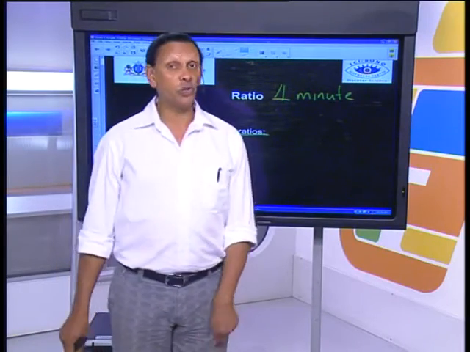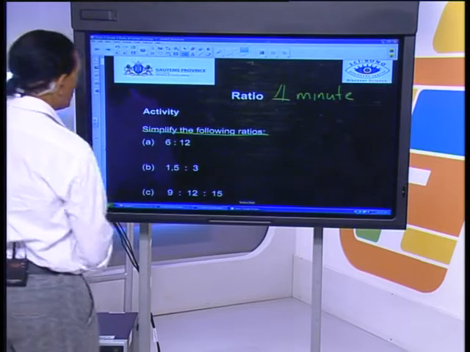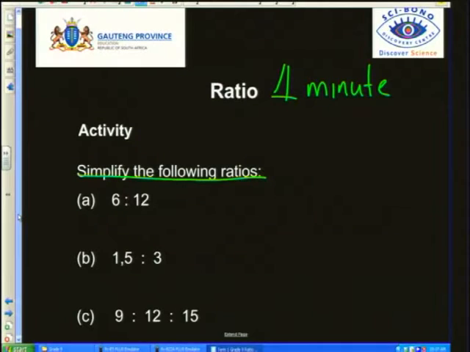Right, I'm sure you could have done it. Let's see. Let's first take the first one. 6 is to 12. Remember, I will advise you to first write it as a fraction. So it will be 6 over 12. Let's make it properly here. 6 over 12. Simplify means down.